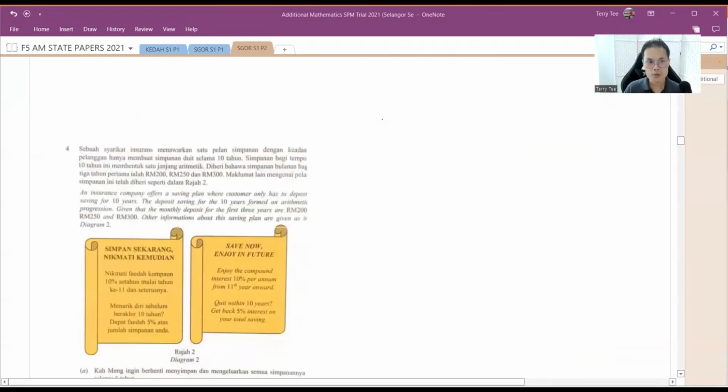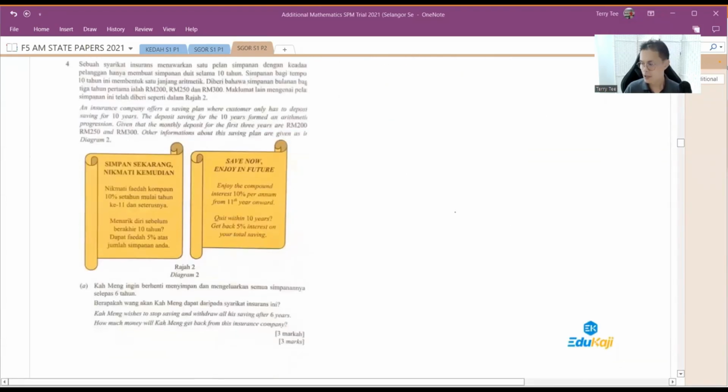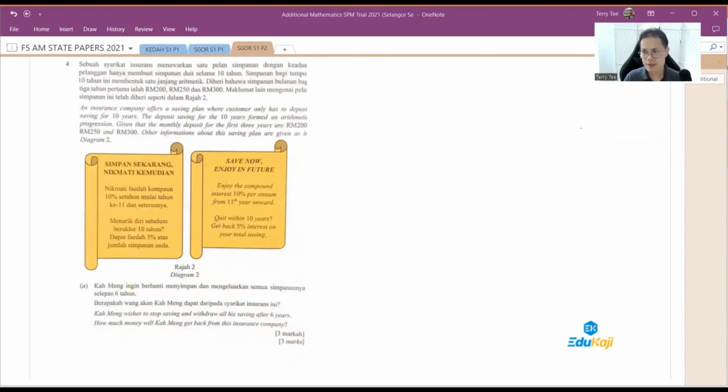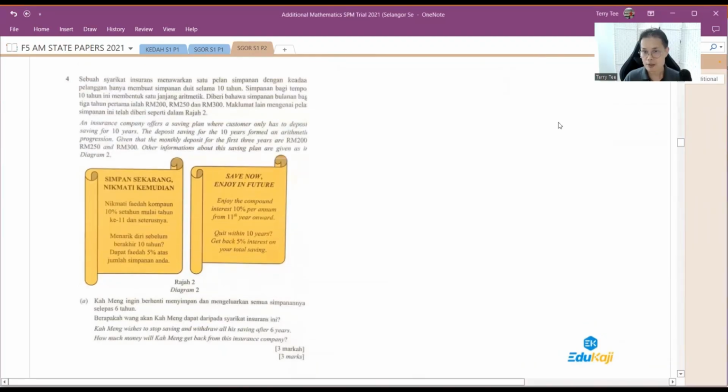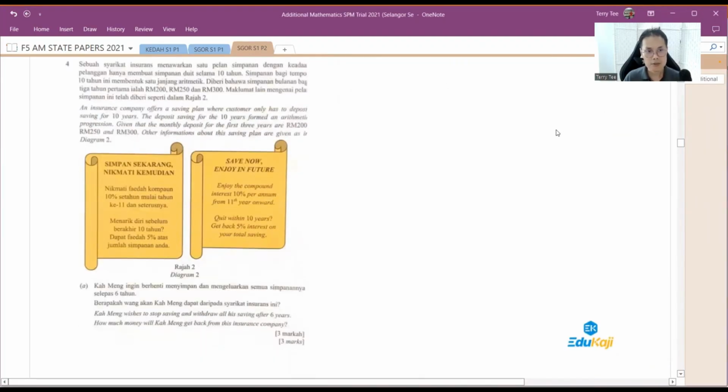Okay, moving on to question number 4. So this is Form 4, Chapter 5, progression. This is one of the most interesting questions, but I would say there's an error in the question actually. I'll tell you about it. Okay, so let's start off with the first part. Now read the whole thing.